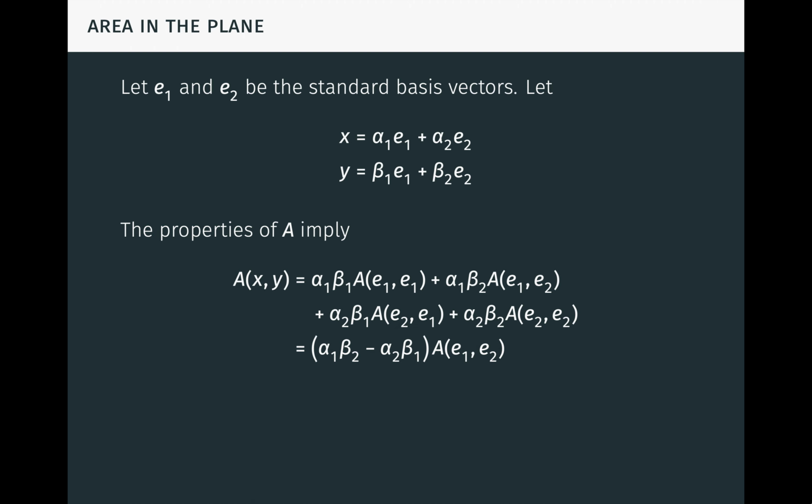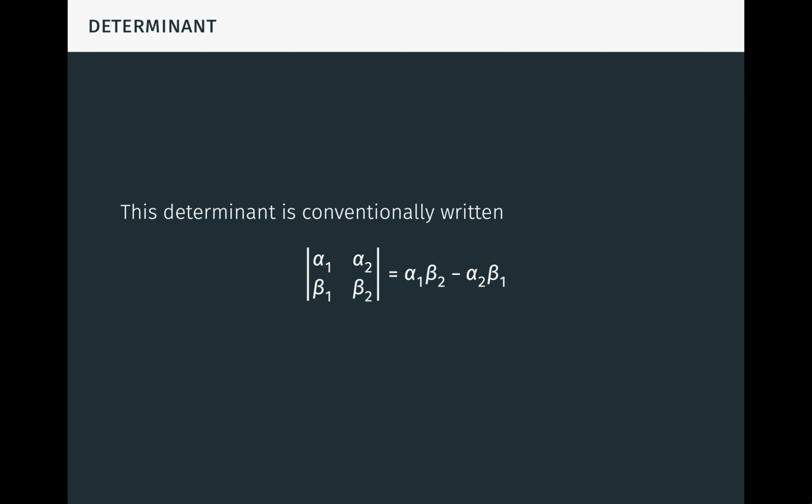Of course, A(e1,e2) is just 1, since A assigns the value 1 to the unit square. So this reduces to alpha1 beta2 minus alpha2 beta1. Some viewers may already recognize this quantity, as it's just the familiar expression for a 2x2 determinant. This determinant is conventionally written in terms of coordinates alone, like this.